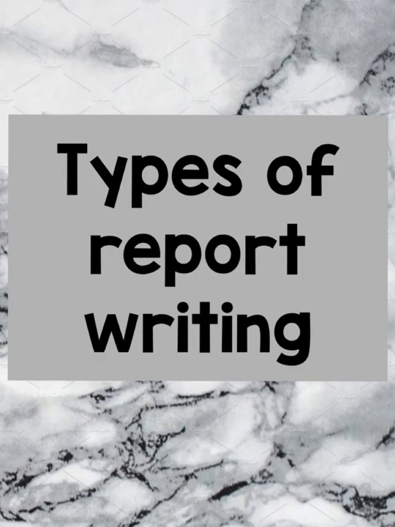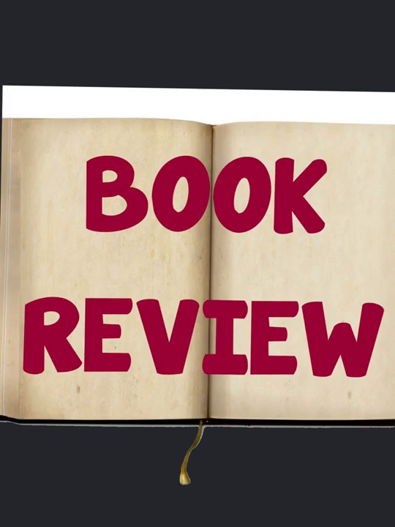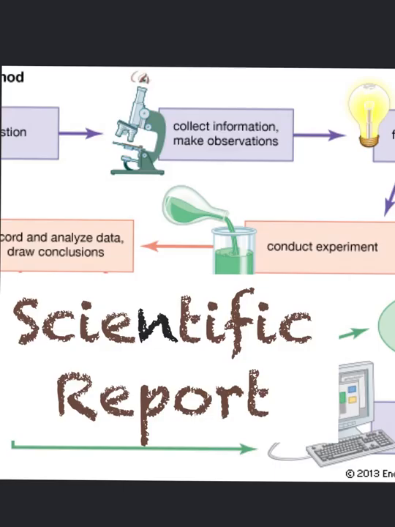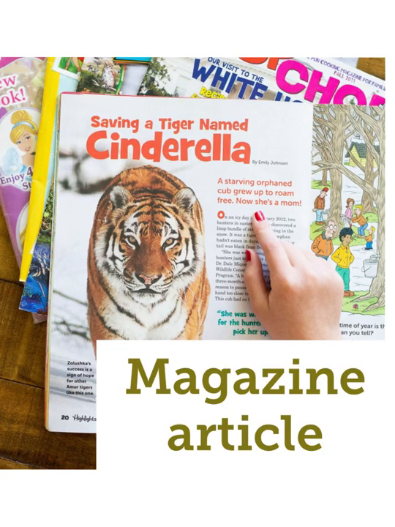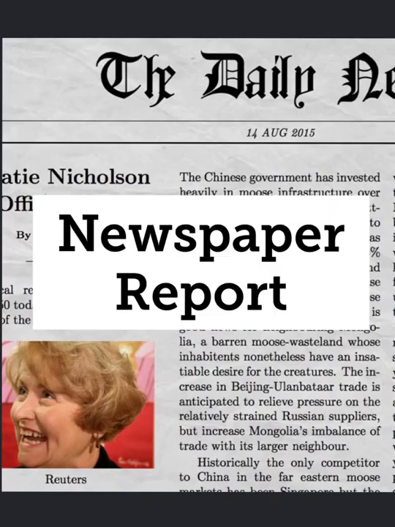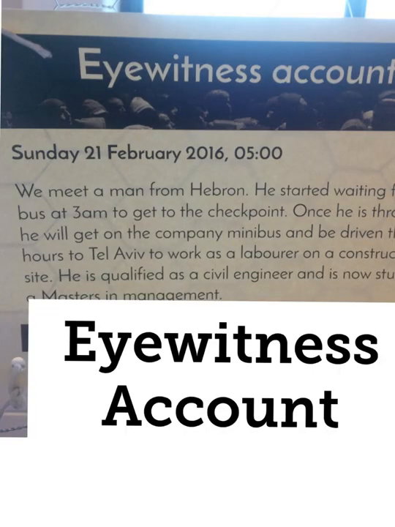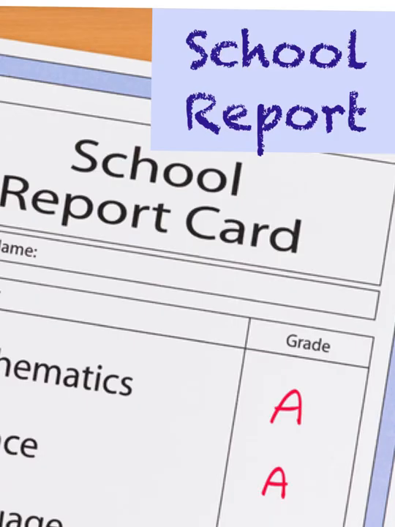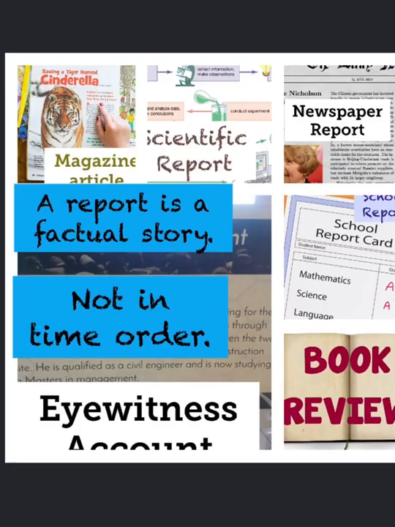Do you know any types of reports? Have a think. A book review, a scientific report, a magazine article, a newspaper report, an eyewitness account, and one that you all probably have seen before is your school report. So a report is a factual story, but it doesn't have to be written in order of what happened.